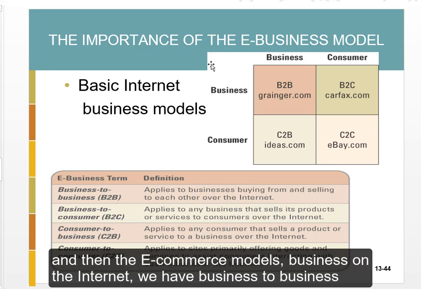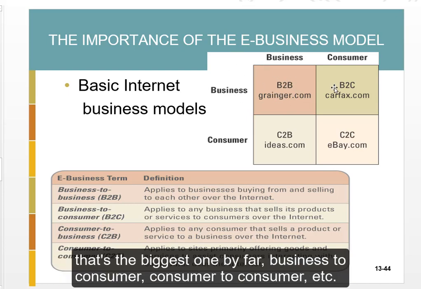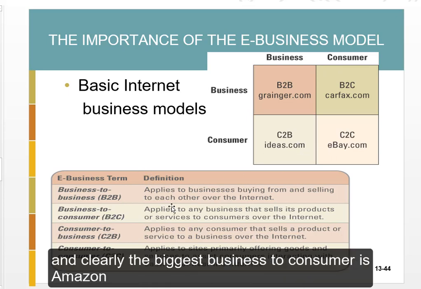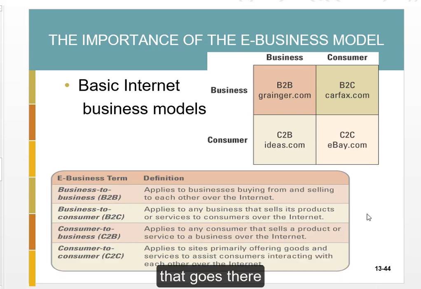And then the e-commerce models, business on the internet, we have business to business. That's the biggest one by far. Business to consumer, consumer to consumer, etc. And clearly the biggest business to consumer is Amazon. That goes there.